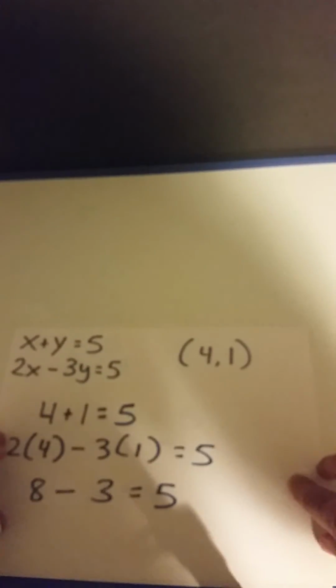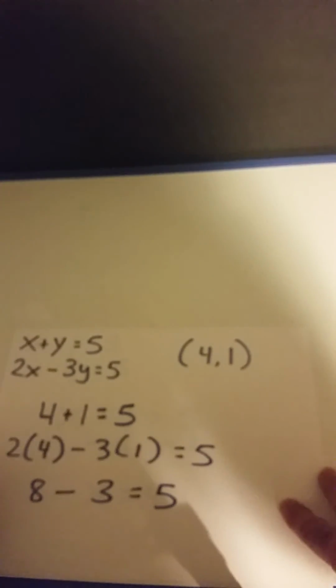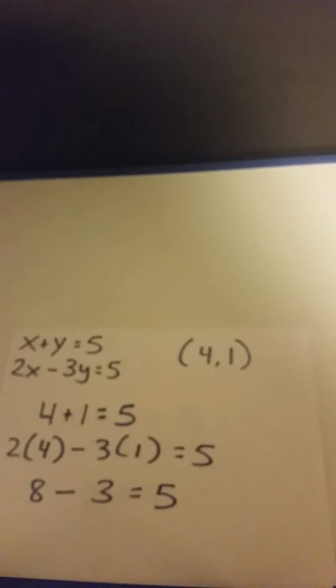But we must check. We checked the first one already. We got 5. That was correct. But on the second one, we did 2 times 4. We get 8. Minus 3 times 1, which is 3, and 8 minus 3 is 5. So that checks out. So that's part 1 of system of equations using elimination.